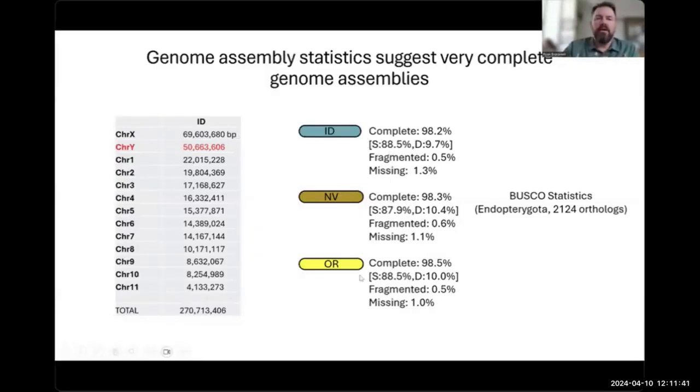The Idaho, Nevada, and Oregon BUSCO results are shown right here. You can see that the assembly completeness is quite high. You'll see that there's a number of duplicated here, and that's because we have the X and the Y both in the assembly, so we have duplicates across those two chromosomes. I'll talk about that in a second. But you can see these assemblies are quite good. We are getting the X and the Y and everything else, which is quite exciting.